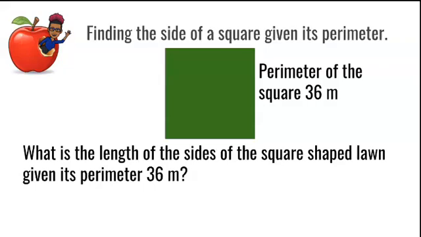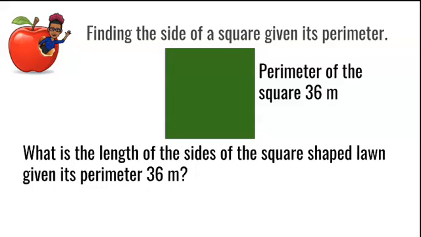What is the length of the sides of the square-shaped lawn given its perimeter 36 meters? So this question is telling us we know that the perimeter, or the distance around this shape, the square, is 36 meters. The question is, what is the length of the sides? So we need to find the length of each side of the square. And we know that in a square, all the sides are of the same length.